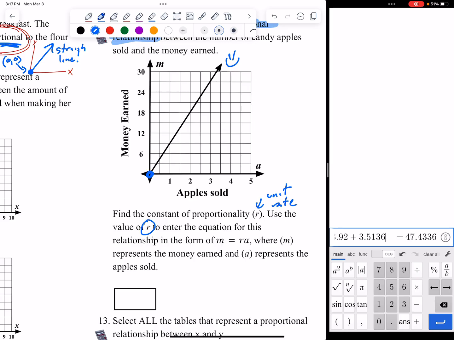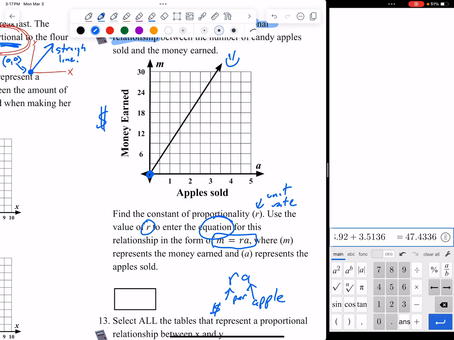for the form, to enter an equation. So you better have an equal sign. M equals RA, where M represents the money, A represents the amount of apples. So if I have RA, that is your rate per apple. You get it? So if it's not apple, it is your money, right? So how much money per apple are you making?